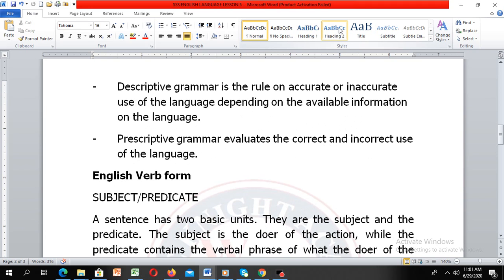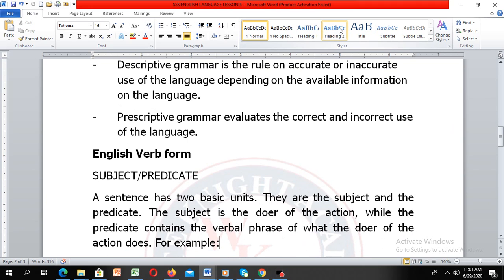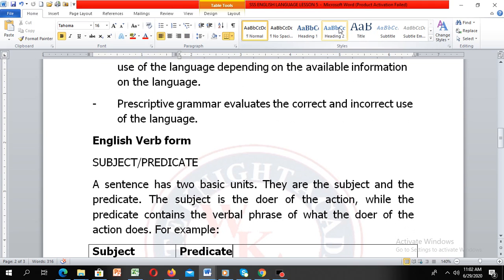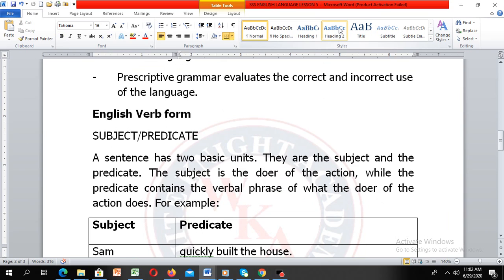Prescriptive grammar handles that. All right, let's proceed to see the English verb form. A sentence has two basic units. They are the subject and the predicate.